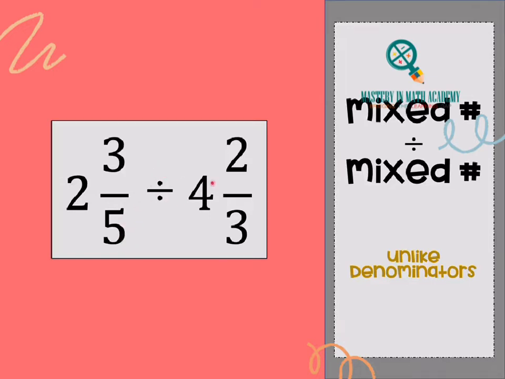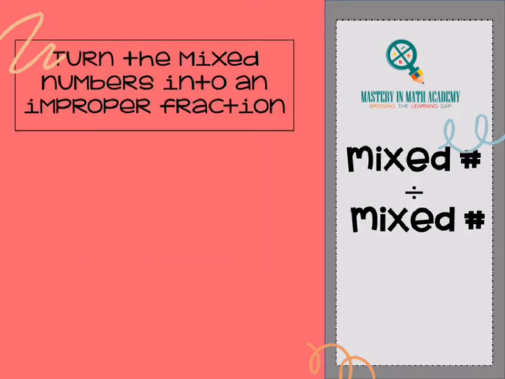You're going to divide that by 4 and 2/3. Now, what are we going to do with this? Remember, turn your mixed number into an improper fraction. And we already went over how to turn our mixed number into an improper fraction.